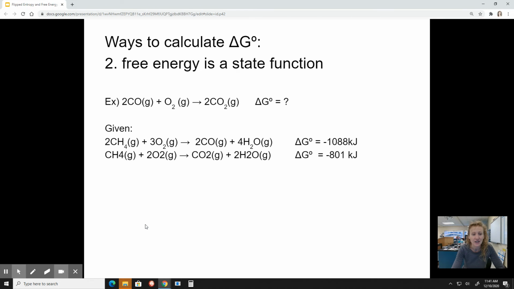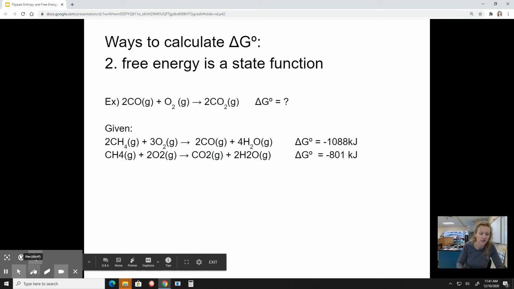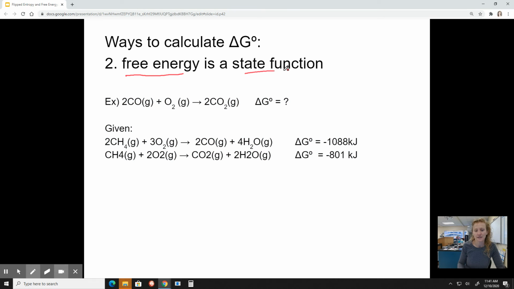Let's do it. Okay, so this is our last way to calculate delta G. So notice it is using free energy as a state function, but instead of using the free energies of formation in the back of the book, what we have to use here are the reactions. So this is the idea where we use reactions to back build a reaction that we want. So why don't you pause the video here, try this, and then come back and see how we do it together.